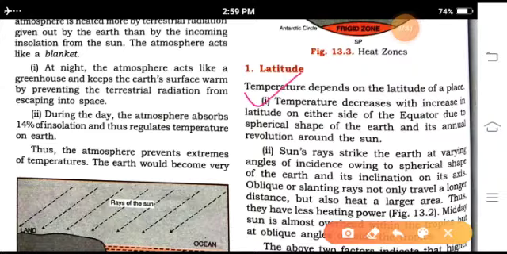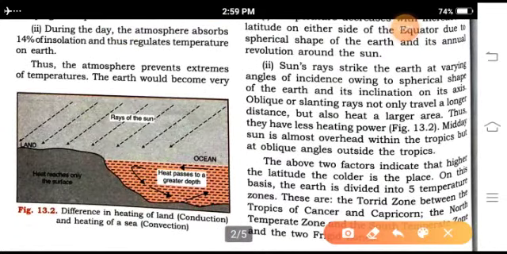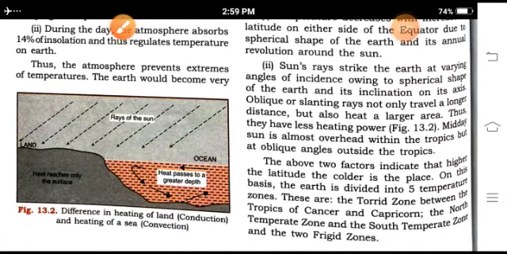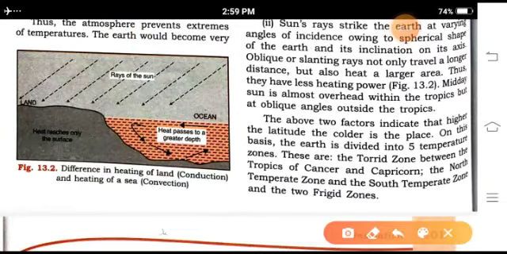Temperature decreases with increase in latitude on either side of the equator due to the spherical shape of the earth and its annual revolution around the sun. Sun rays strike the earth at varying angles of incidence owing to its spherical shape. Oblique or slanting rays not only travel a longer distance but also heat a larger area. Difference in heating of land is conduction, and heating of the sea is known as convection.